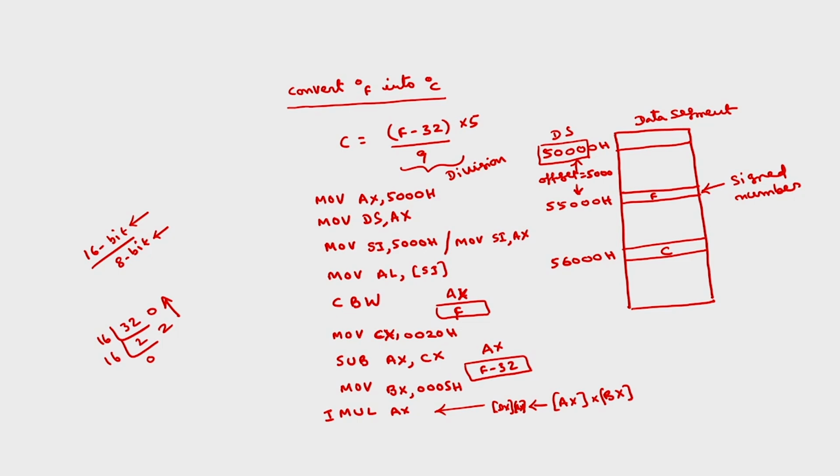Okay. Now you have to divide this with 9. For 9 also you have to take 16 bit data. So you take MOV BX, 0009H. You may get some remainder also. So I am going to neglect the remainder.